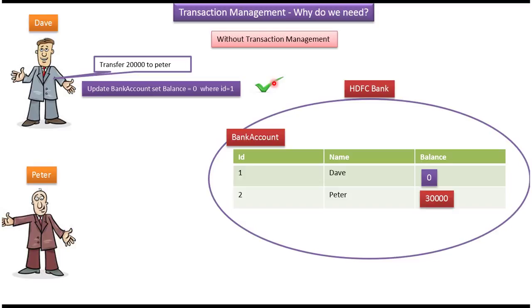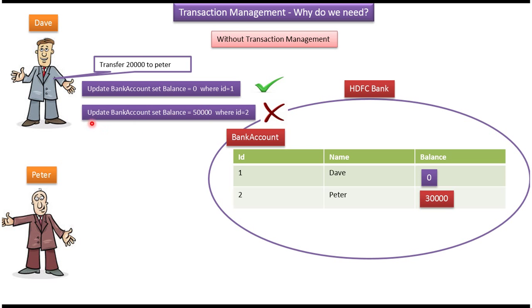And next we will execute update bank account set balance equal to 50,000 where ID equal to 2. What we are trying to do is increase Peter's account by 20,000, right? Suppose the second query has not executed properly due to some exception in the backend. Then this 30,000 is not increased to 50,000, and Dave's account balance is reduced to 0, right?